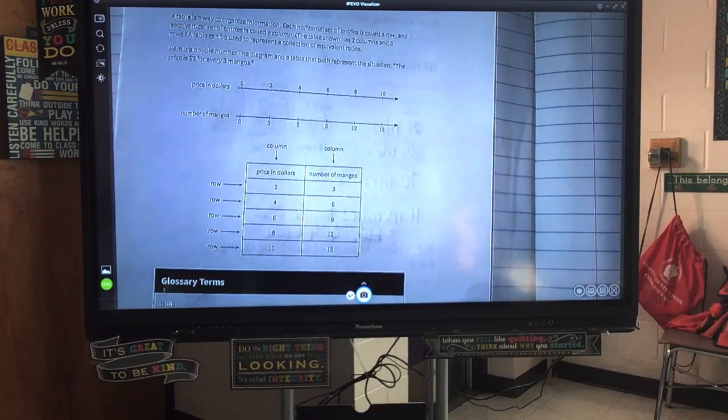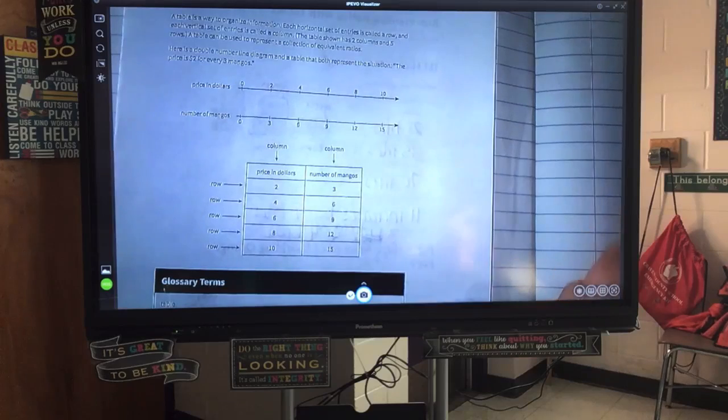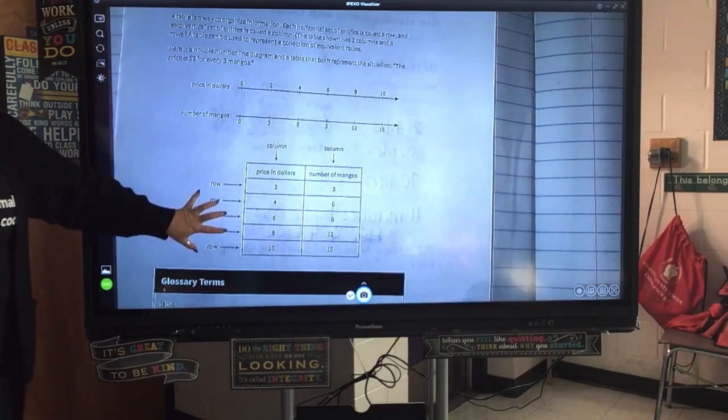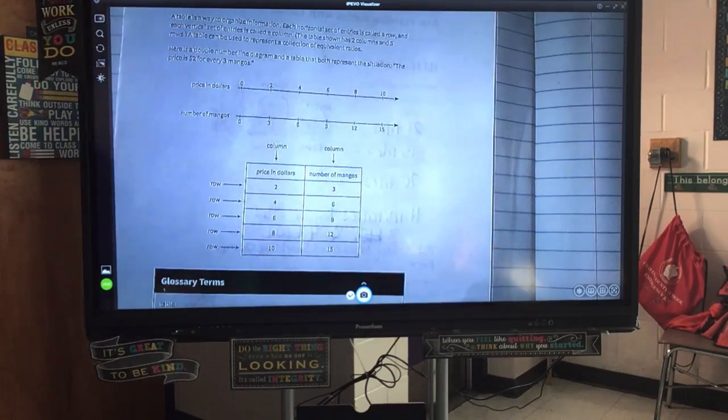Yes. So it's showing you both. You need to know, you need to see, you need to understand. Double number line, table. Now, the table, obviously, they went in order, as well as with the double number line. You do not have to.